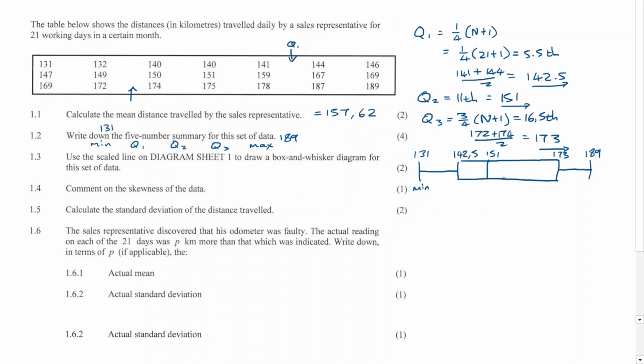Comment on the skewedness. It will always be skewed to the box that's bigger, so you could say skewed to the right, or you could say positively skewed. It just means there's more variance and spacing out happening on the right-hand side.